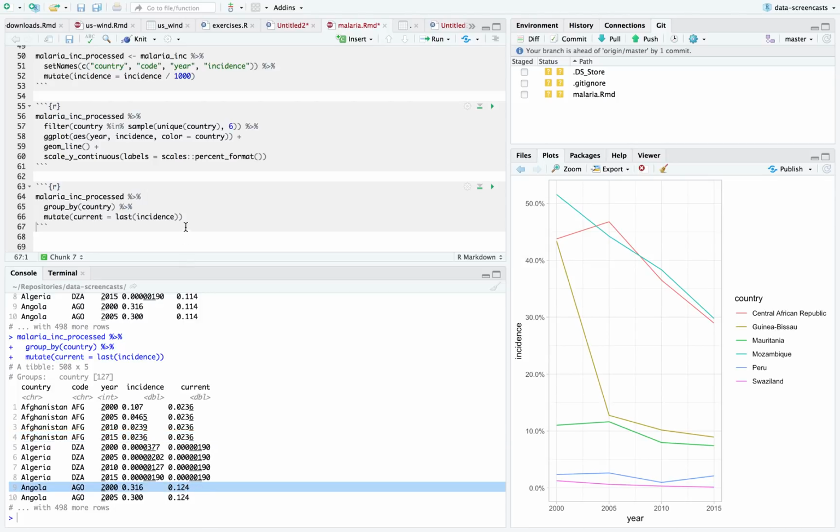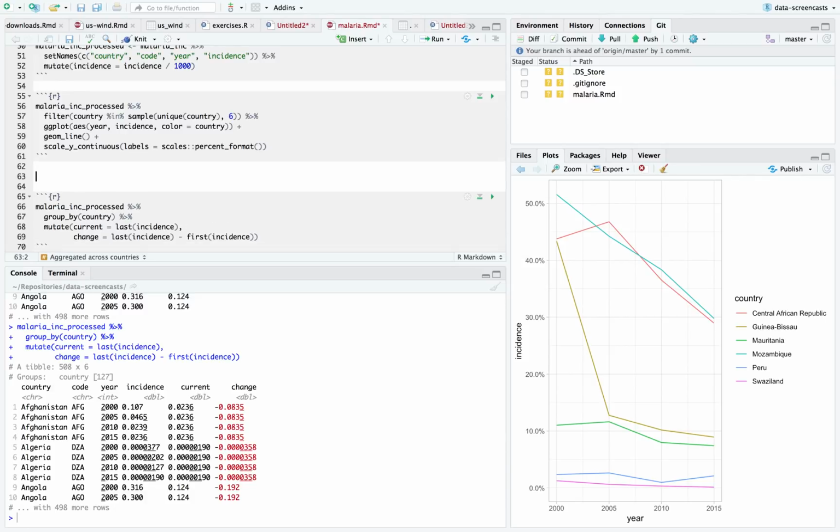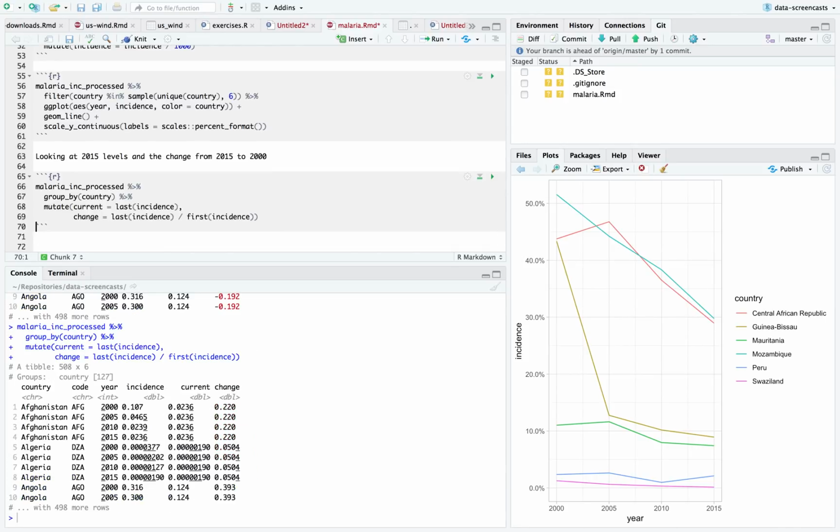Angola has it at the level of 12.4%. The reason I'm noticing that I want to track current is some of these countries have a lot more malaria than others. All right. And finally, I'm going to say change, which is the last of incidence minus the first of incidence. That's going to be the change from 2000 to 2015 levels. Other thing is I probably want to do the change as a ratio. Eventually, probably a log ratio.